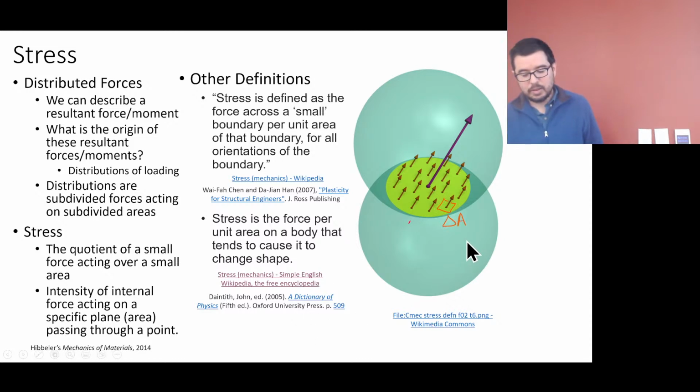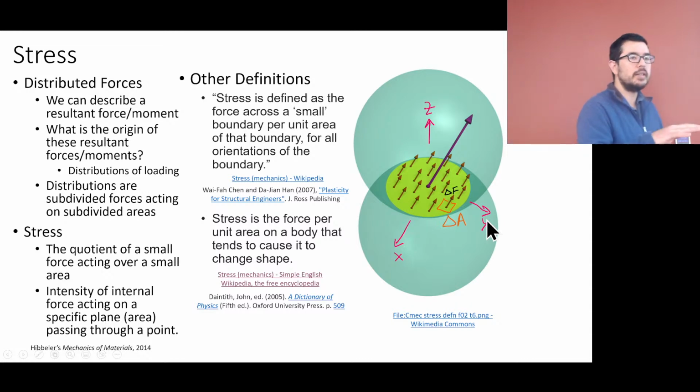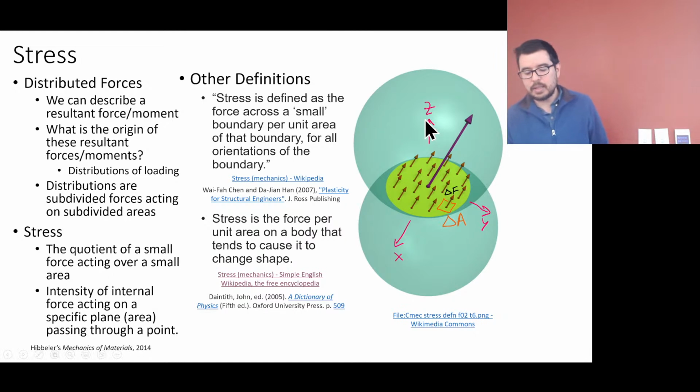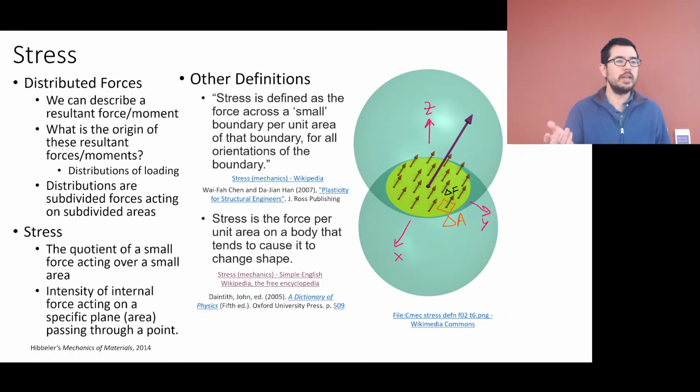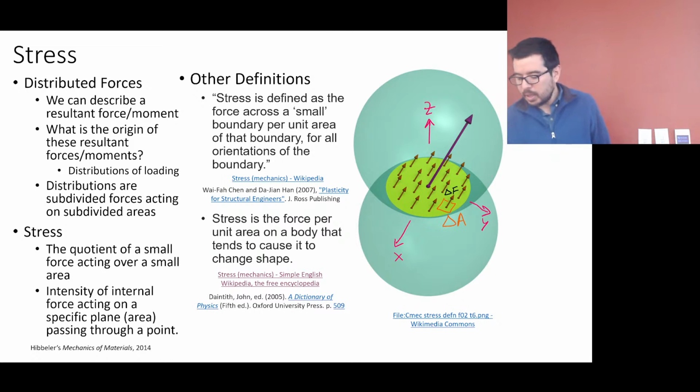So here, let's say that this is a little delta area, and we're defining a coordinate system x, y, z. Let's say that x and y are in the cut, in the slice, and z is coming out normal to them. This is a right-hand system, 1, 2, 3. And then we have these delta Fs over these small areas.